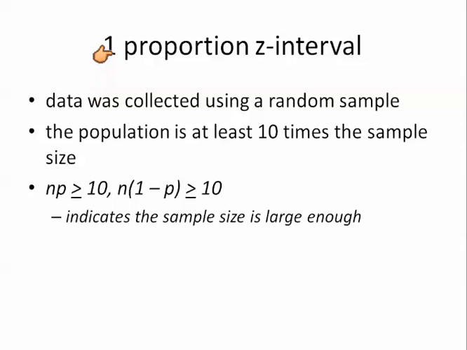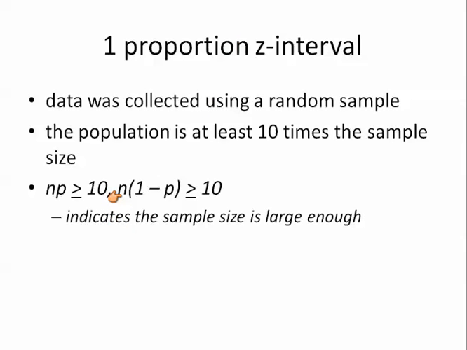When you're doing a one proportion interval test, you always have to make certain you tell how the data was collected, using random sampling. It's like those paragraphs that you need to write when answering these questions. You don't just give answers. If you don't write the whole paragraph out, you're giving incomplete answers, and that's what you're going to be faced with a lot on the AP test. The population must be at least 10 times the sample size. You're looking at n times the probability being greater than 10 and n times 1 minus the probability being greater than 10. That indicates that your sample size is large enough.